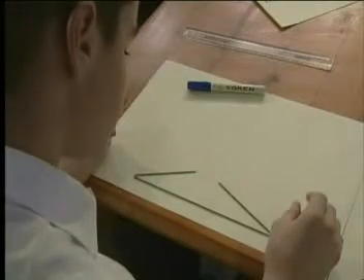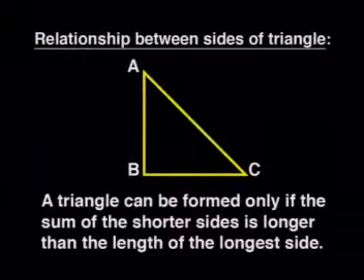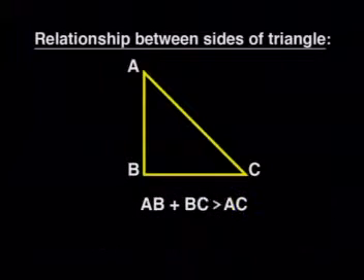Well, can you see that by proving our initial thinking or conjecture was not quite correct, we have discovered a relationship between the sides of a triangle? Let's formulate this relationship in a mathematical way. A triangle can only be formed if the sum of the two shorter sides is longer than the length of the longer side. Or in other words, AB plus BC must be greater than AC.